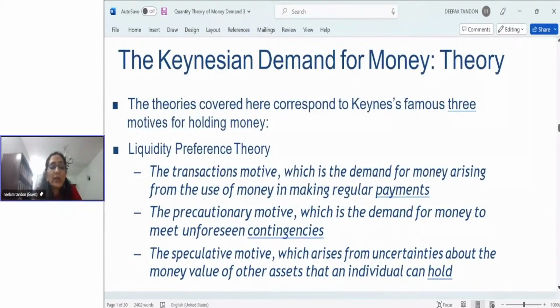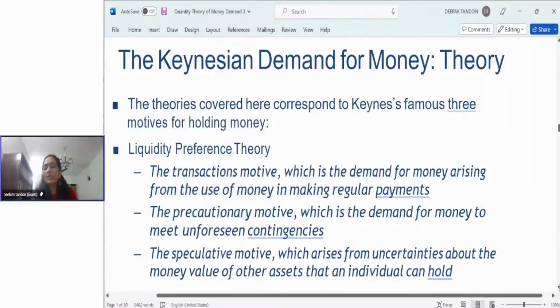So the speculative motive arises from uncertainties about the money value of other assets that an individual can hold. When you go for investing somewhere, you know that there is uncertainty because it is driven by market risk. You may lose, you may gain less, you may gain more, but still you go for it because you've already taken care of your transactive motive and your precautionary motive. Now you can go for your speculative motive. So these are the three motives for which people keep money. Okay, so that is what Keynes has given.